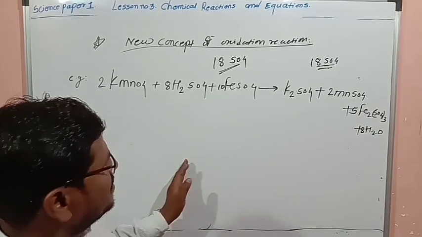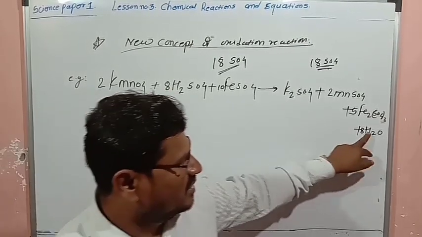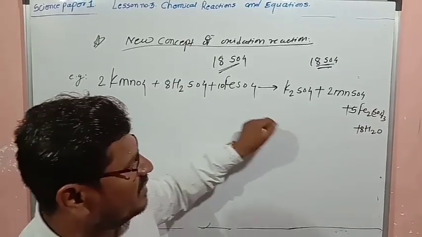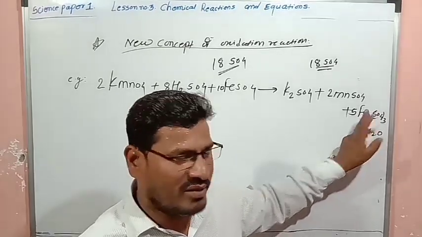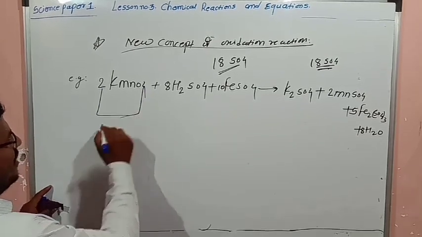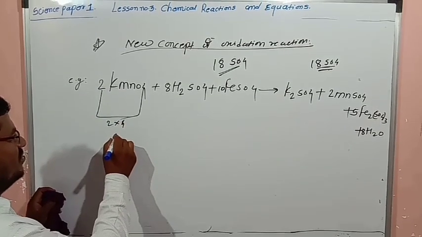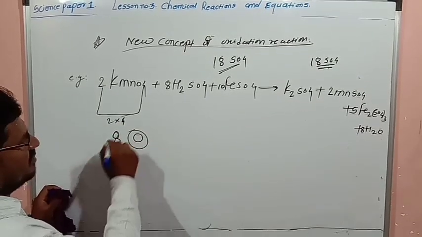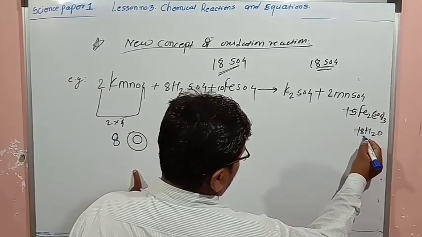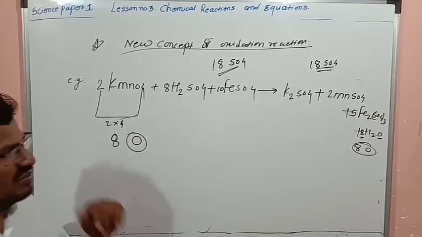Then after that, hydrogen, how many are there? 8 2s are 16 hydrogen. After that, Fe, how many are there? 10 Fe. 5 2s are 10 Fe. And remaining here, how many oxygen remain now? 2 4s are 8 oxygen remain. How many oxygen remain? 8 oxygen remain. So those 8 oxygens are going along with the 16 hydrogens, forming 8 H2O. So this one is also balanced.